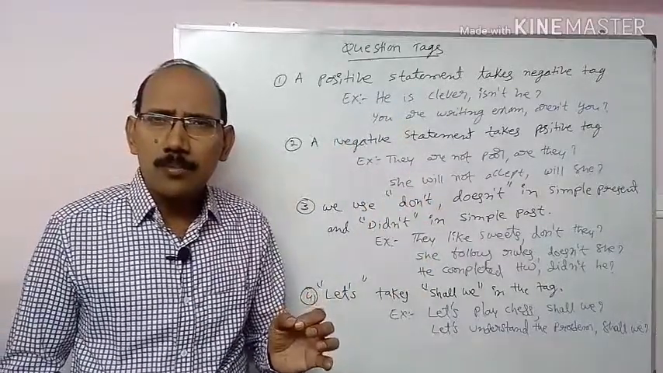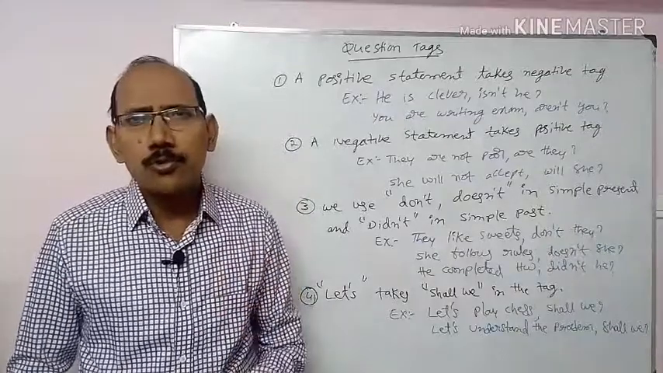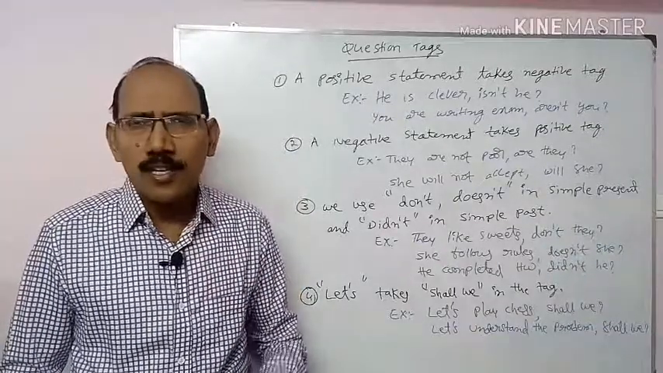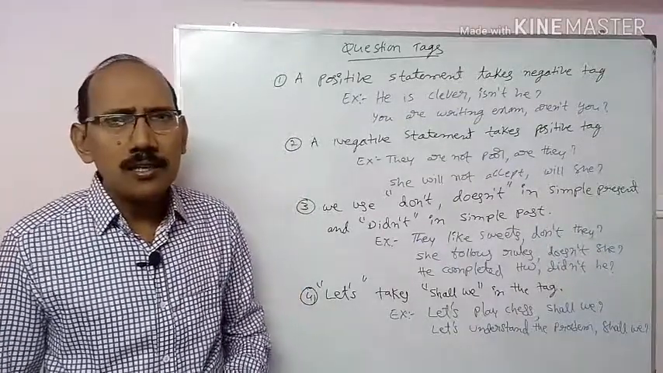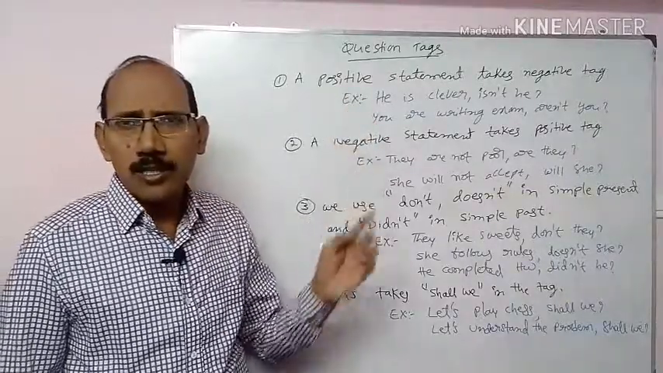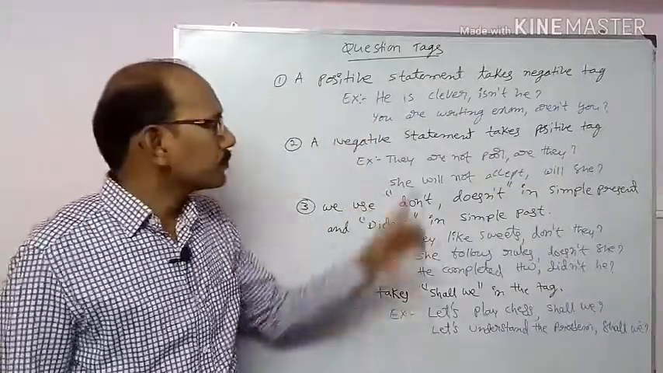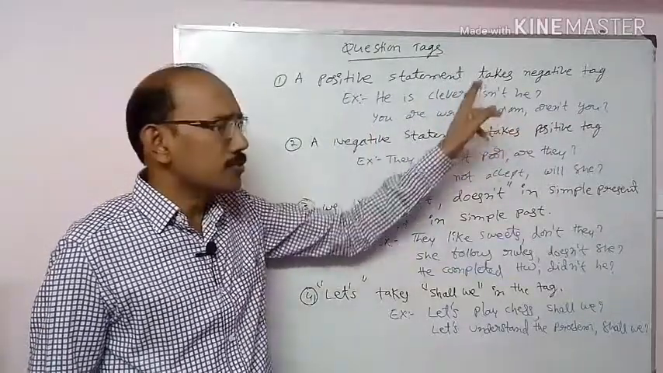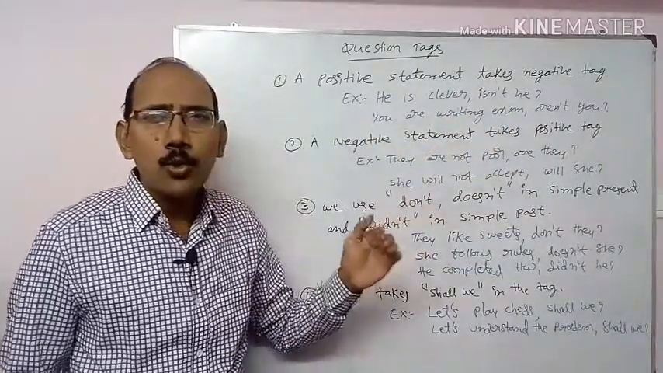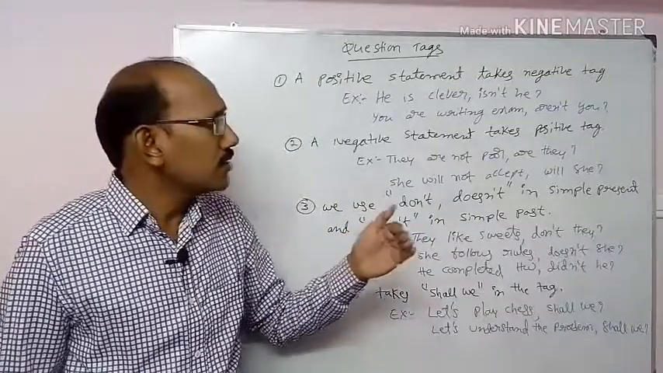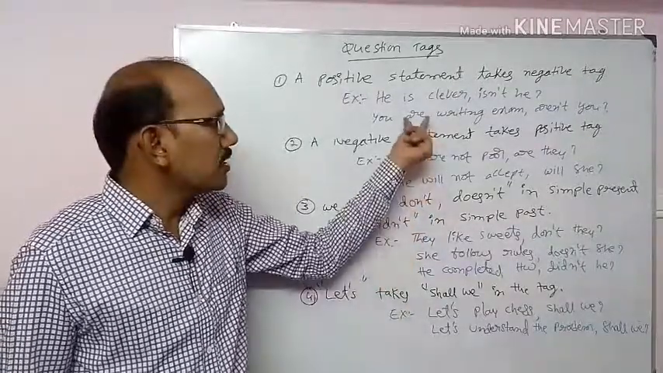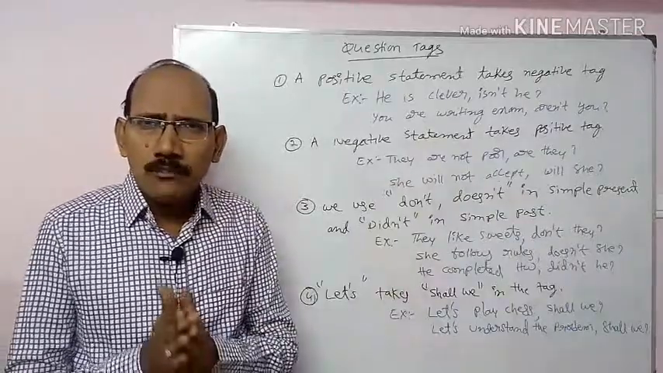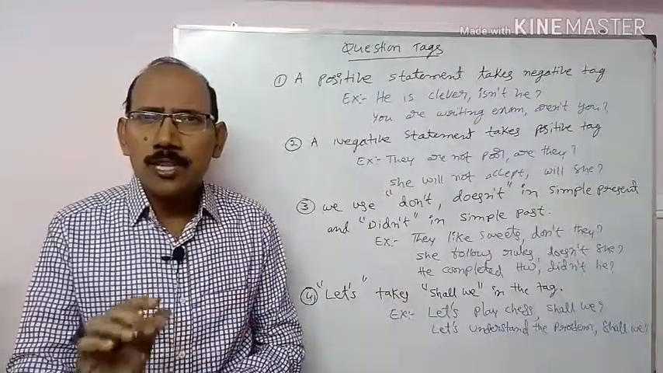Like this, we need to practice a number of examples. Practicing a number of examples will undoubtedly give you exposure towards writing question tags and all. But concepts are very important. You need to understand concepts very slowly. "He is clever, isn't he?" is the statement with the tag attached to it. Look at the second example. You are writing an exam, aren't you? Because here "are" is there. So it is very simple that a positive statement takes a negative tag.